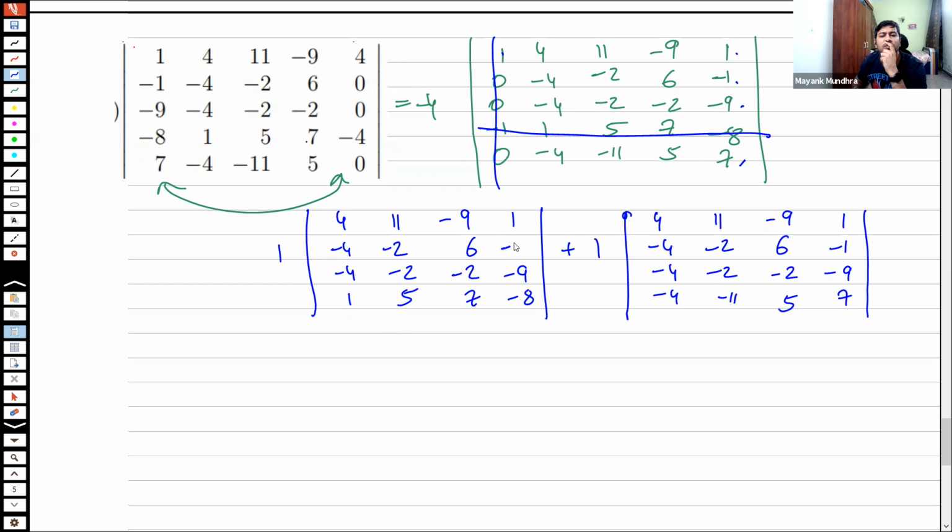Take anything common here. 11 minus 2 minus 2, 5. 2 minus 2 minus 2 minus 9. Here I can take 4 common and do Gaussian elimination. Here also you can do this Gaussian elimination. You can exchange the rows. 4, 11 minus 9 and 1.